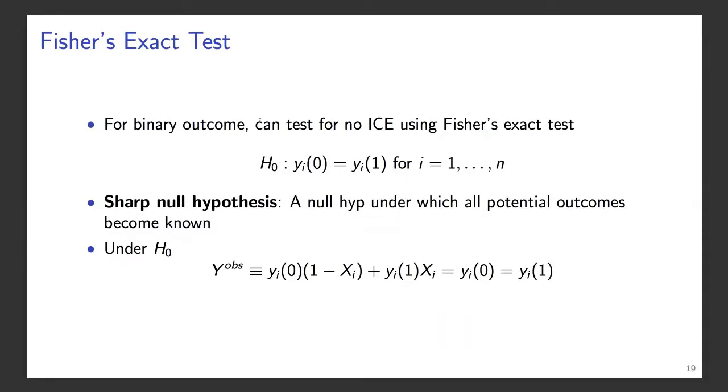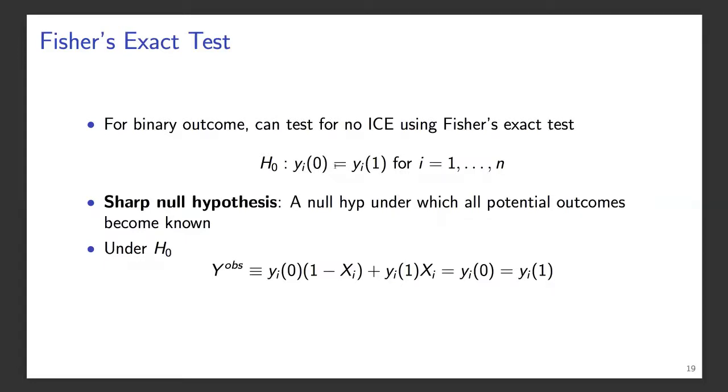This idea of potential outcomes also gives a justification for many familiar statistical approaches, such as Fisher's exact test. Suppose that, again, we've done a randomized experiment, and suppose that we've got a binary outcome. We could entertain testing the null hypothesis that there's no individual causal effect. That is to say, y0 is equal to y1 for all i. This is sometimes referred to as a sharp null hypothesis.